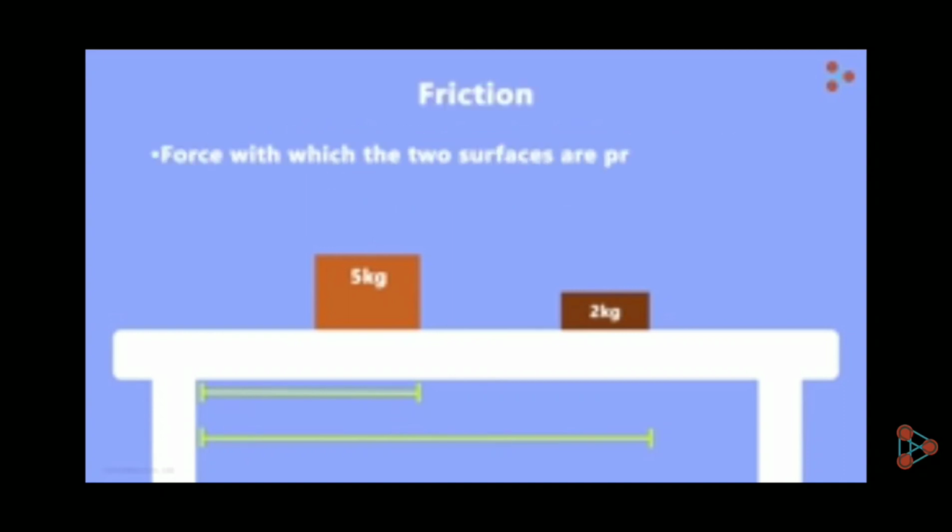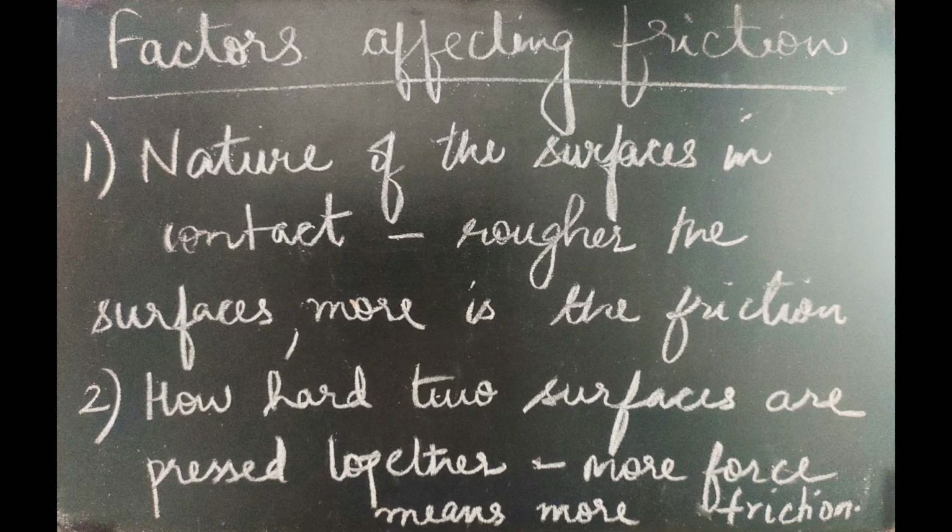So this means that the force with which the two surfaces are pressed together also matters, that is, how much friction is there between the two surfaces. In the 5 kg brick, the two surfaces are pressing harder, the table and the brick, whereas in case of the 2 kg brick, the force with which the 2 kg brick is pressing the table is less.